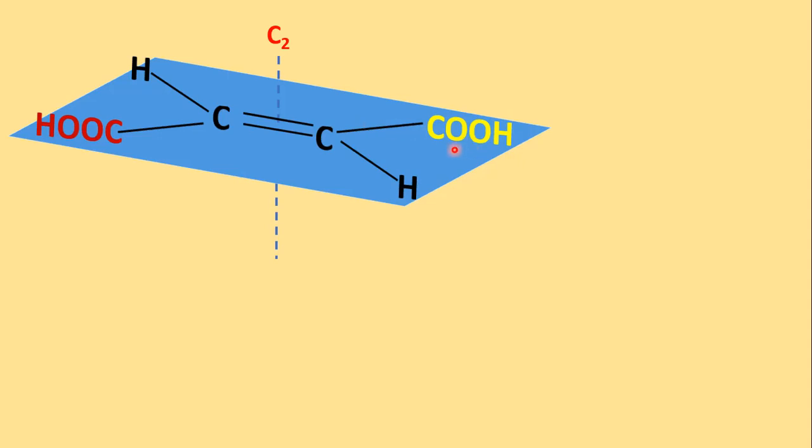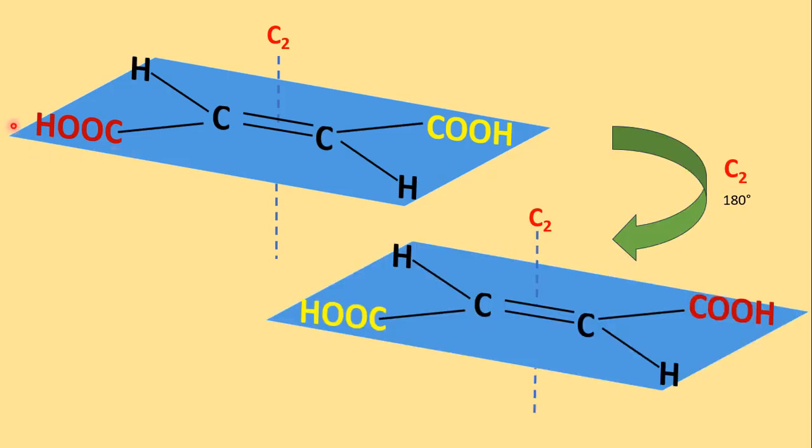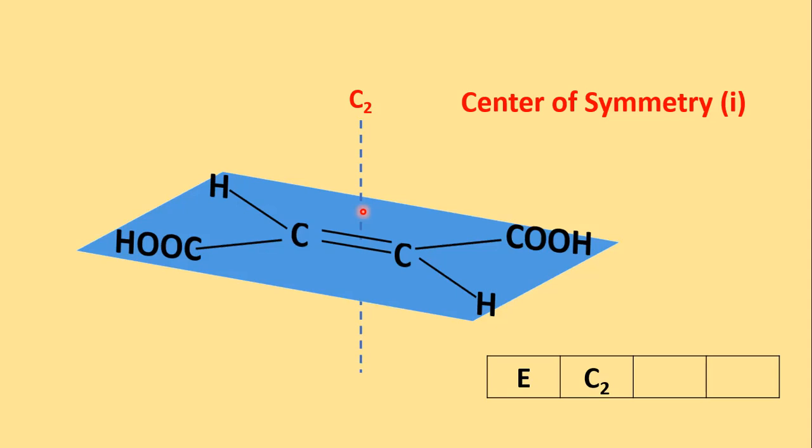In this we have colored the two carboxylic acid groups differently. Upon 180-degree rotation, the two carboxylic acid groups are interchanged, and upon another 180-degree rotation, the same positions are restored. The same appearance is repeated twice, and so it is a C2 axis.